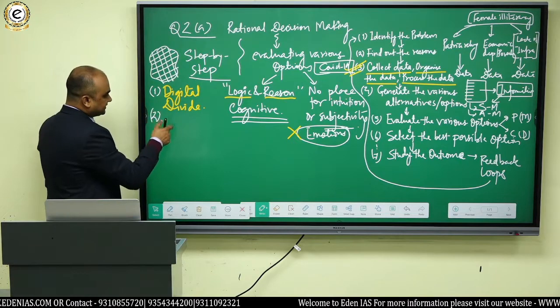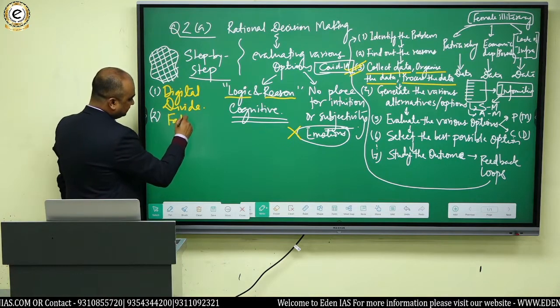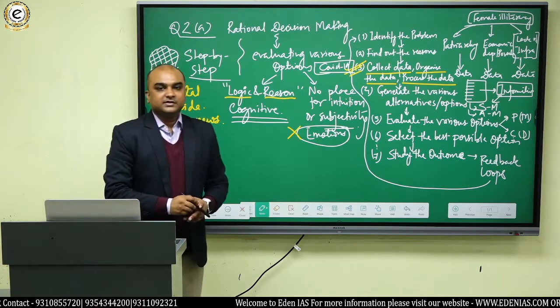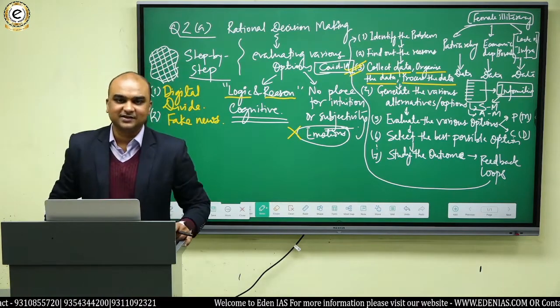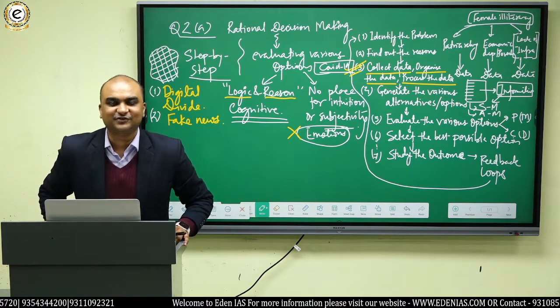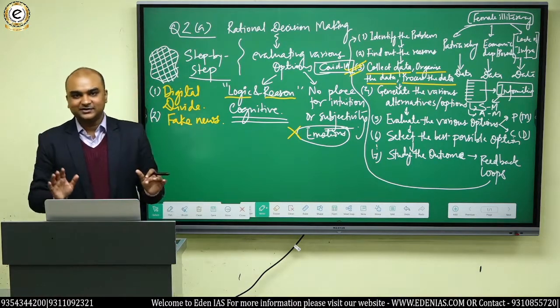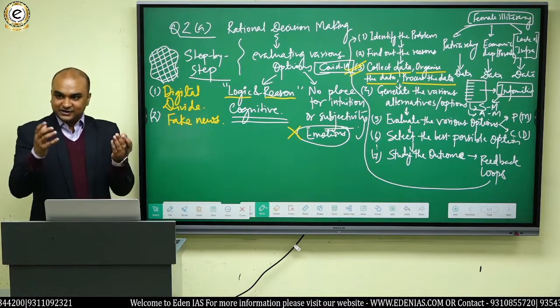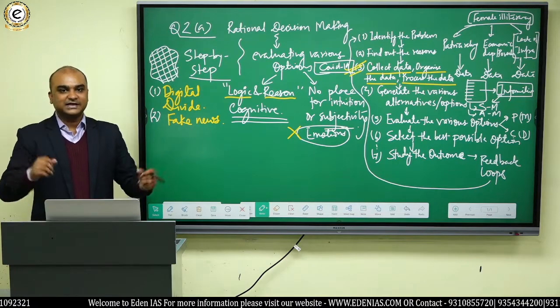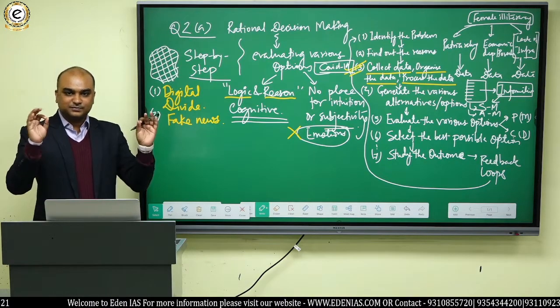Second is fake news. Now you know that most of the times what happens is, if we want to find out something, we just Google it or we try to study it on the Wikipedia. But look here that, friends, the information that you get from these sites are not always reliable. They are not always accurate. They are not always precise and accurate.